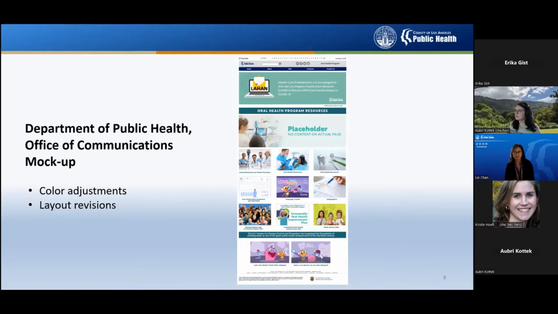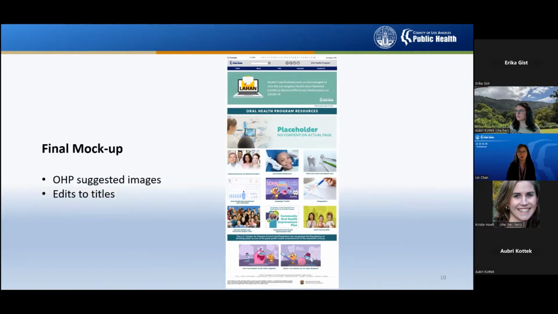So the Office of Communications was able to adjust the colors and provide some layout revisions, such as, you can see, the titles have been moved underneath the tiles or the buttons, as well as some graphics. And this is their final mock-up. We requested some more edits, such as some suggested edits to the titles, as well as some images. And this is what we came up with the help of our Office of Communications. And now Andrew will be discussing the back end of the web page redesign. Thank you.